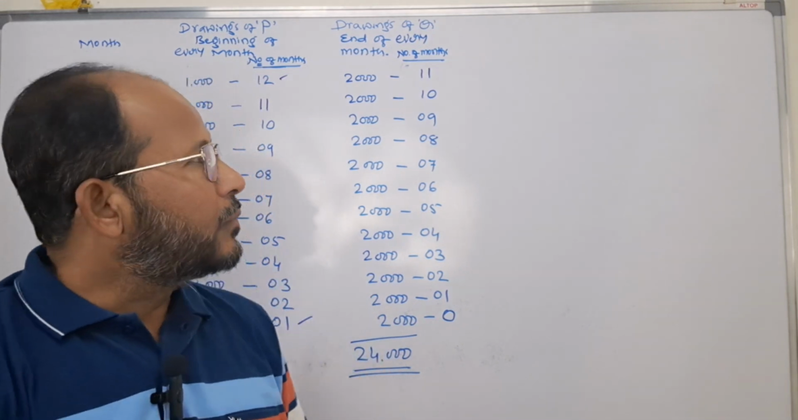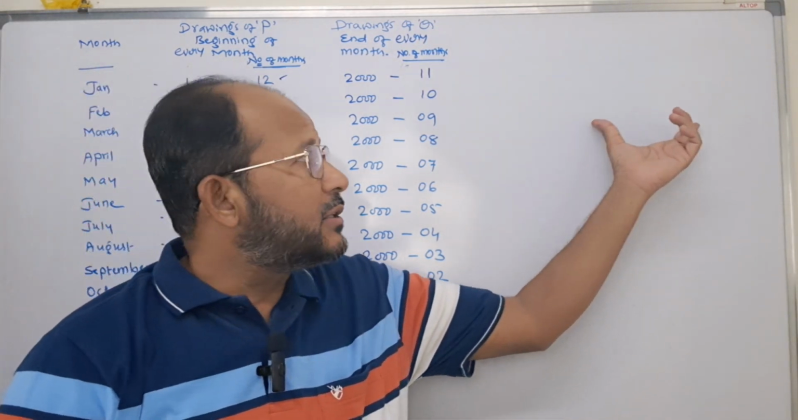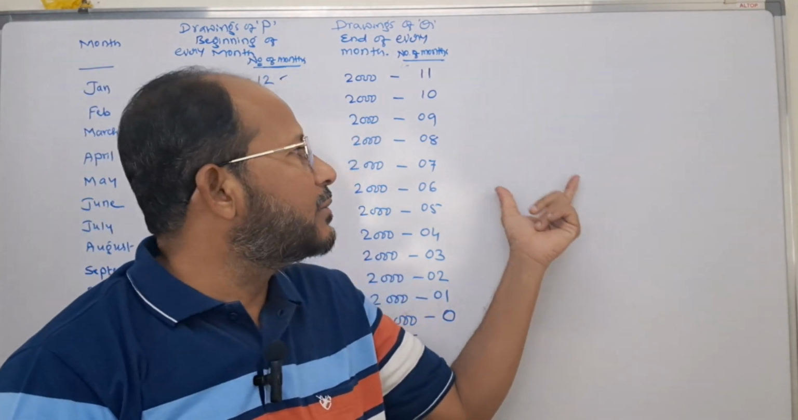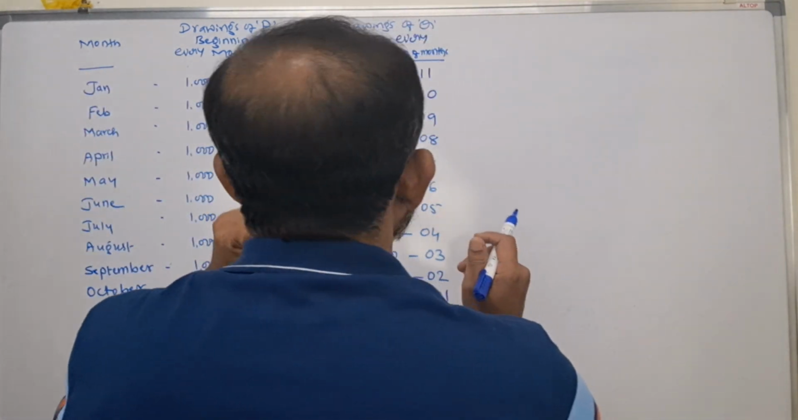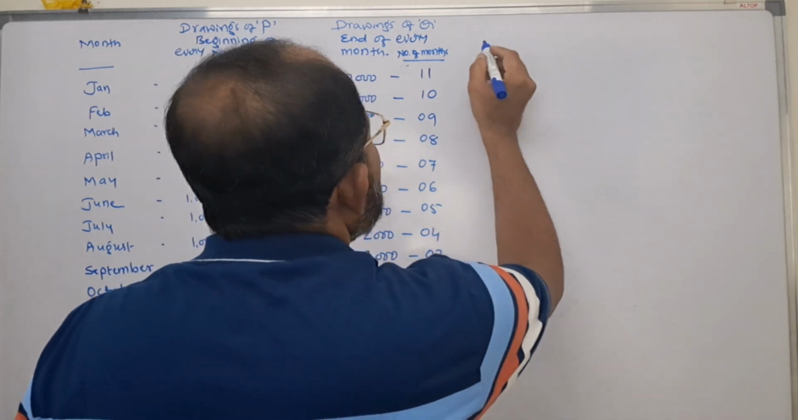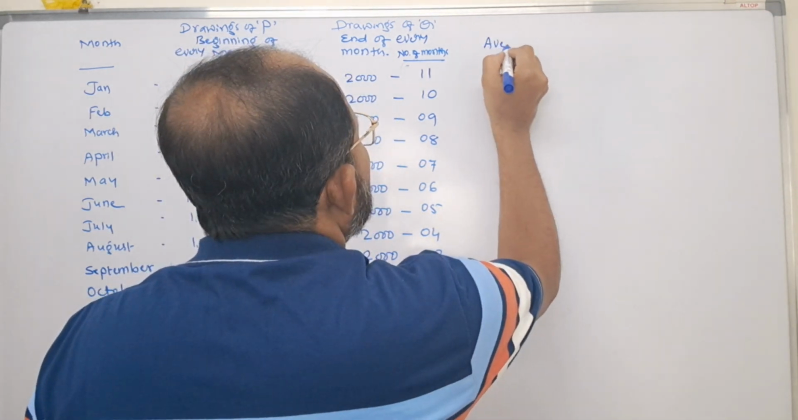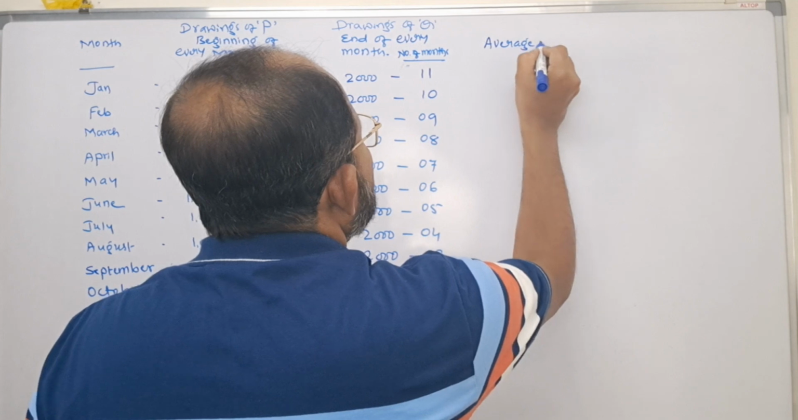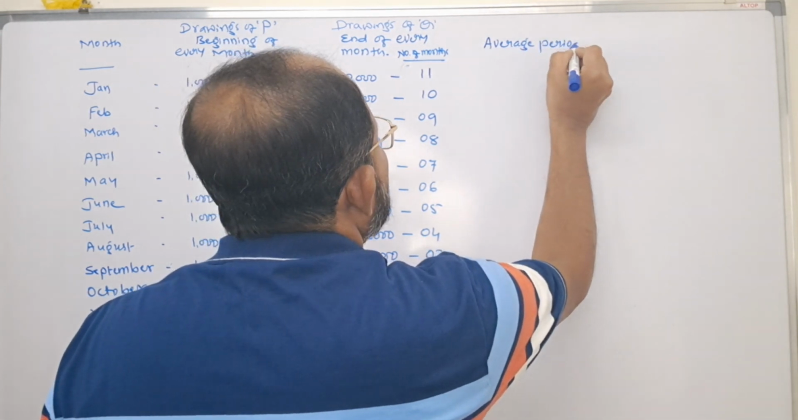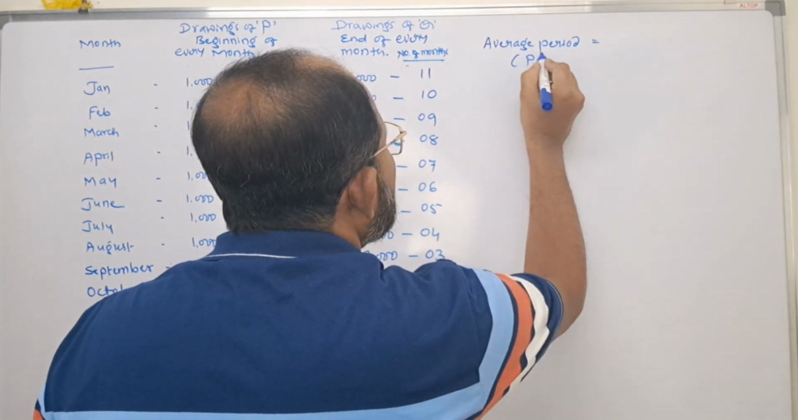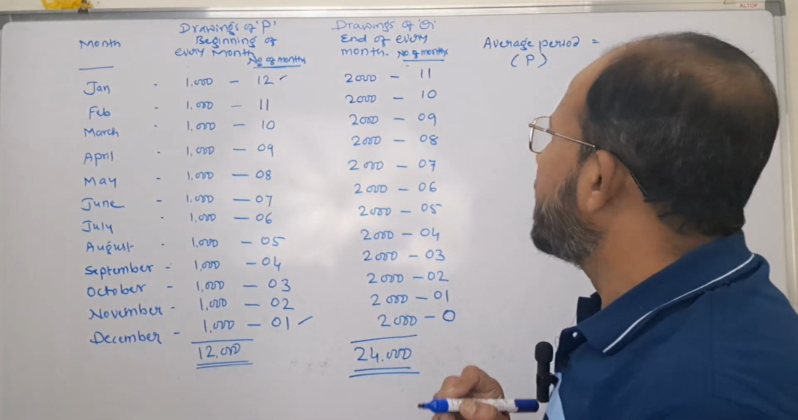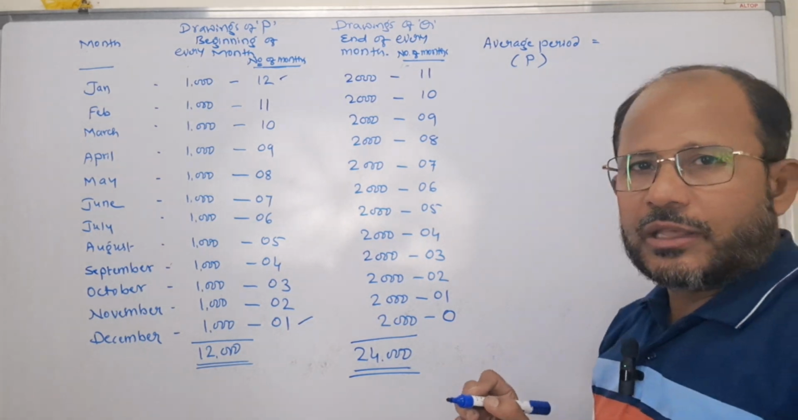Okay, fine. Now we'll apply the formula and calculate the average period. After that, we can calculate the total interest on drawings of both the partners. Okay, let us first calculate the average period. Average period. See, in case of P, first we'll calculate the average period. How to calculate the average period here?